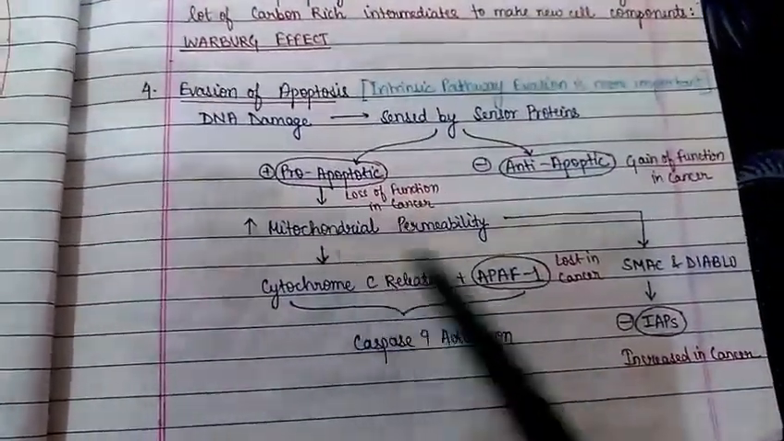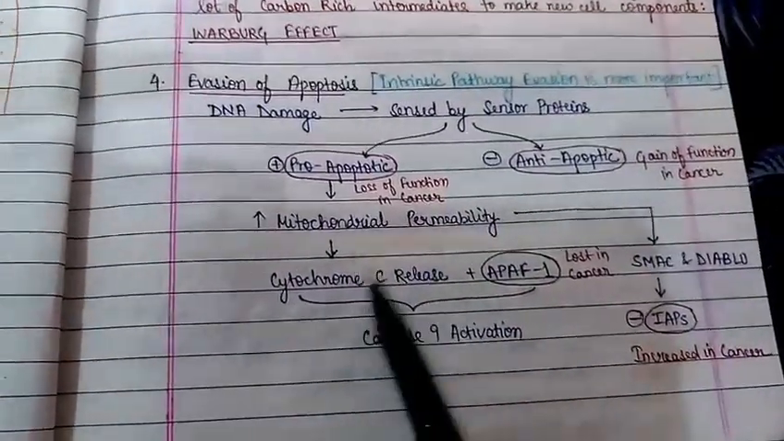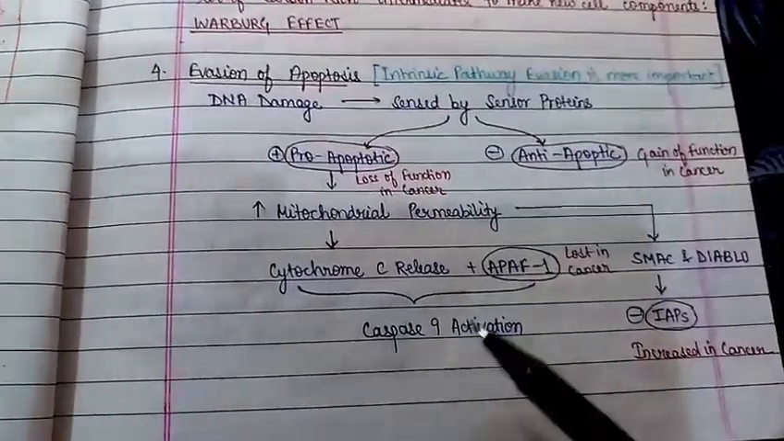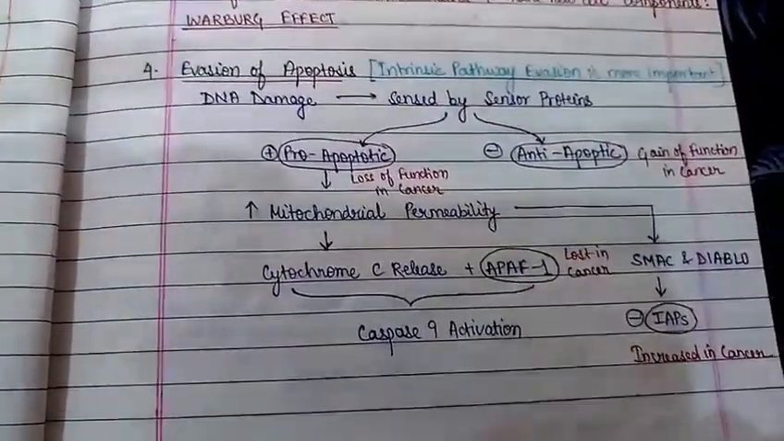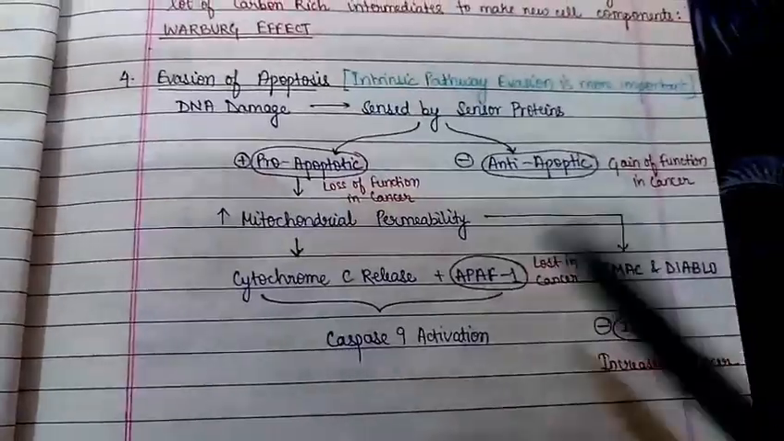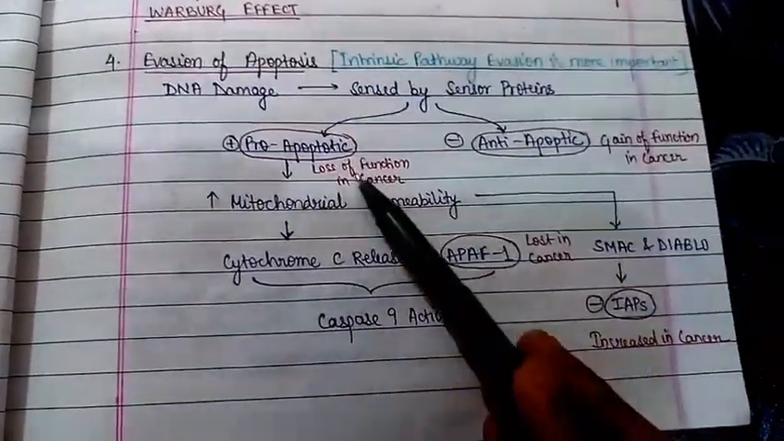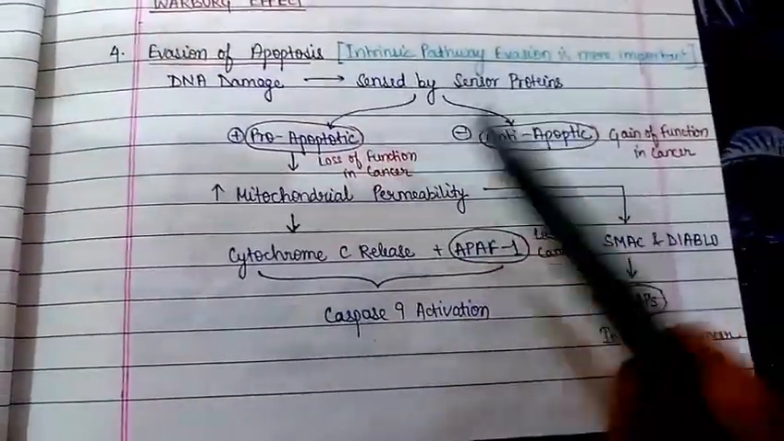Okay, and these pro-apoptotic genes will increase mitochondrial permeability, leading to release of cytochrome C. Cytochrome C will bind to APAF and cause activation of caspase 9, and that will cause activation of executioner caspases, and that can cause apoptosis, and it inhibits anti-apoptotic proteins. But if there is loss of function in pro-apoptotic genes, that can cause cancer.